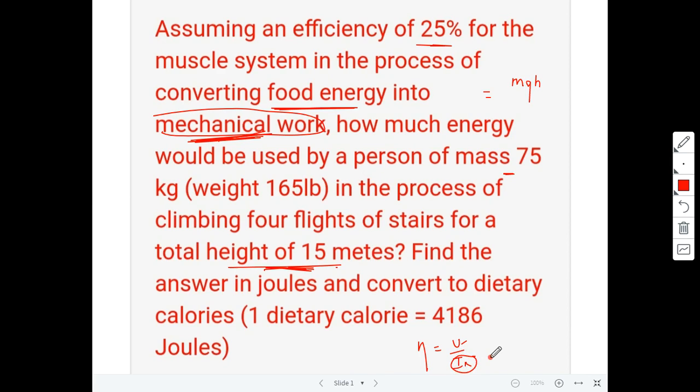Okay, so it is 9.8 times 75 times 15, then divided by 0.25, then divided by 4,186. That gave me 10.535. Yes, that's the correct answer. Okay.